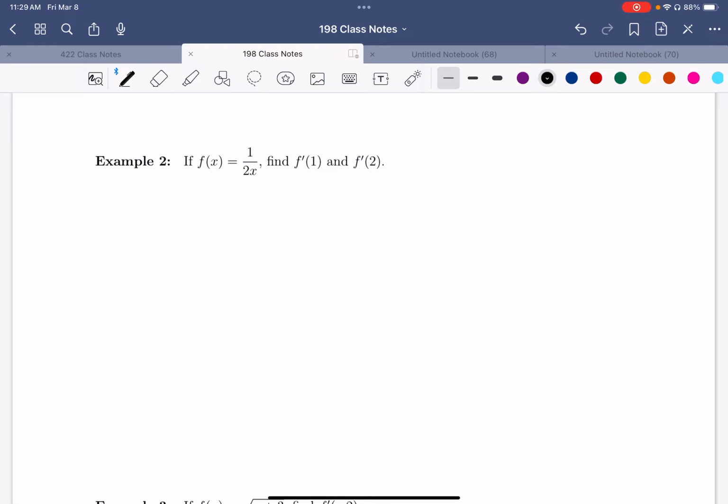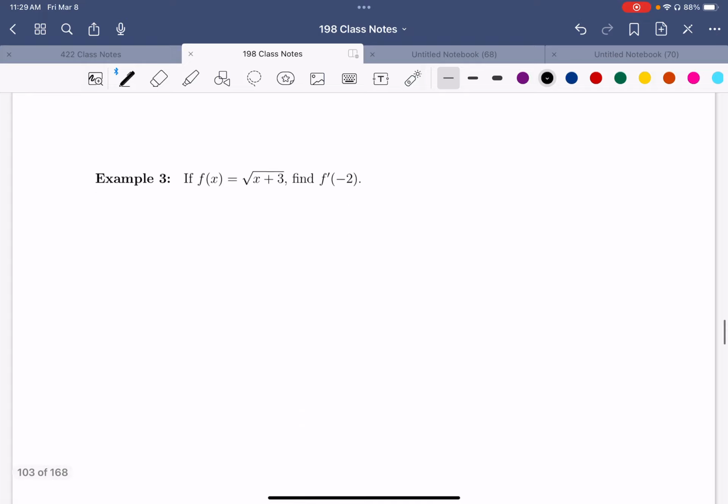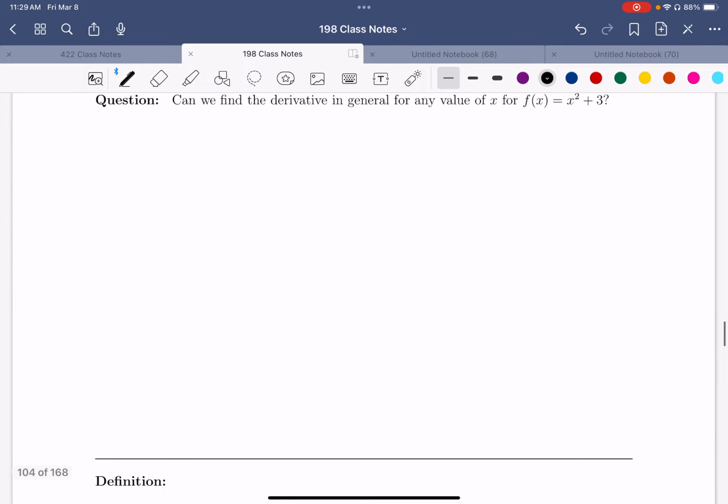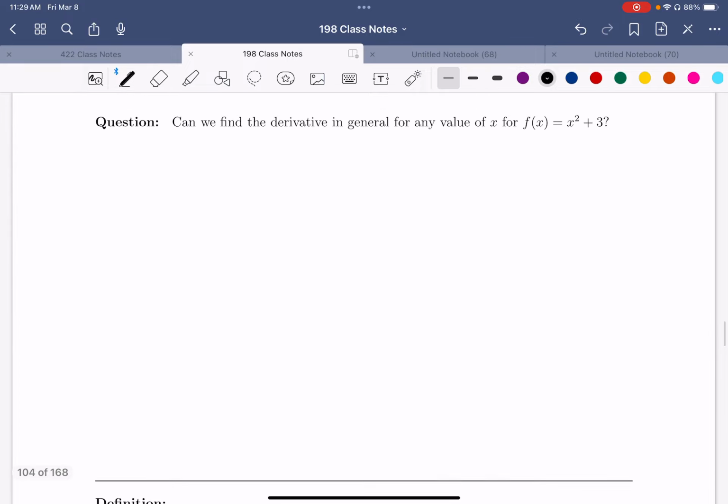How can I make it faster? Or what happens if I don't want to know what the derivative is at a point? I want to know what the derivative is in general. So what we want to do is go back and look at how we found that limit and see if we can generalize it.